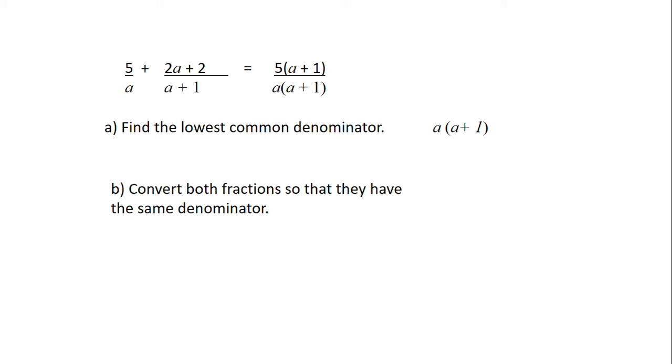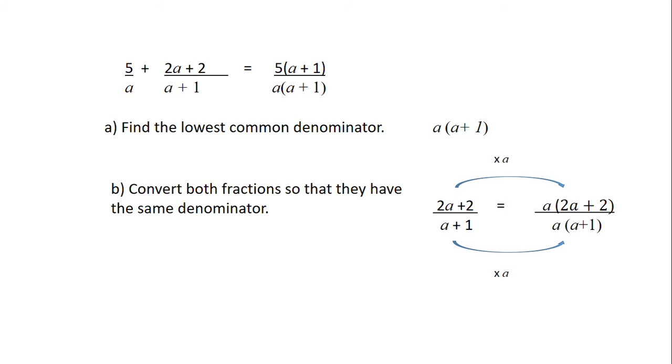And now we've got the 2a plus 2 over a plus 1. How do we convert that? Well, we look at this a plus 1. How do we change that into a times a plus 1? Well, we're going to multiply both by a, and that's what we get. All we've done there is multiply the top and the bottom both by a, because we wanted the lowest common denominator of a times a plus 1.